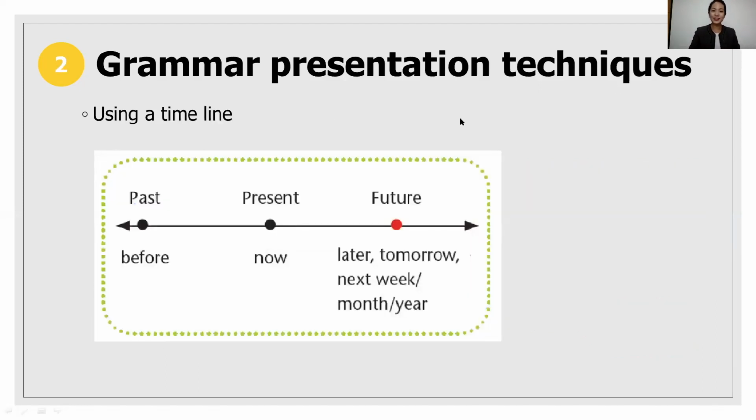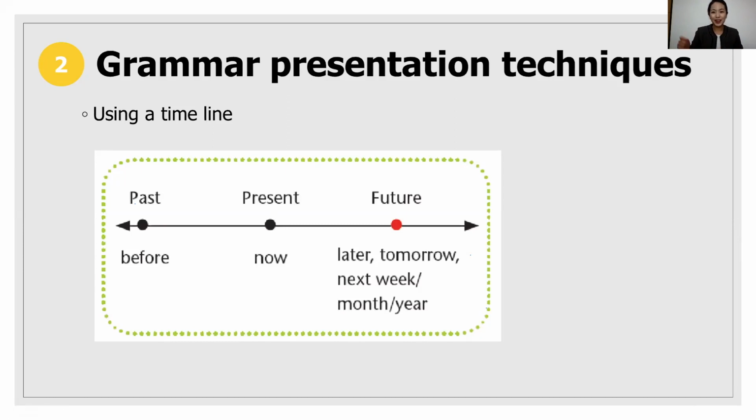All right, using a timeline. This is the second one. Do you use the timeline to teach grammar? Actually, usually the grammar books have a timeline for the students. So you can draw the timeline on the whiteboard or the blackboard.